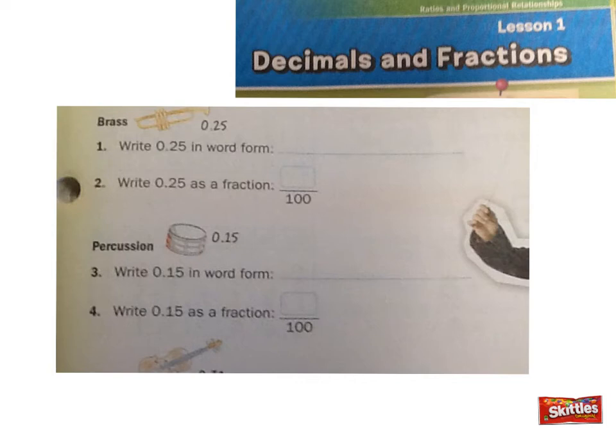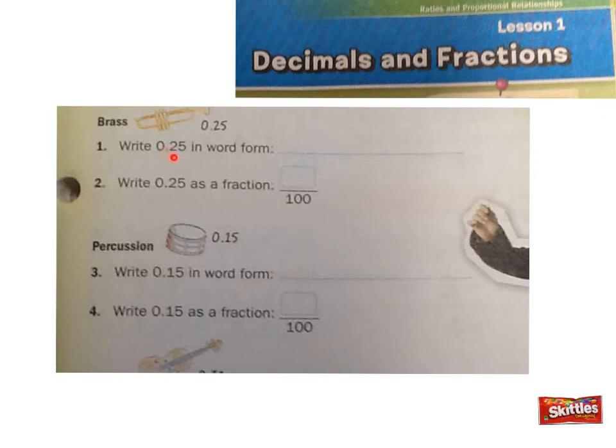You can follow along with me on page 89. We are in Chapter 2, Lesson 1, Decimals and Fractions. The first thing we are going to do is convert decimals into fractions. So under the real world link, we are looking at the brass instrument. So we want to write 0.25 in word form.